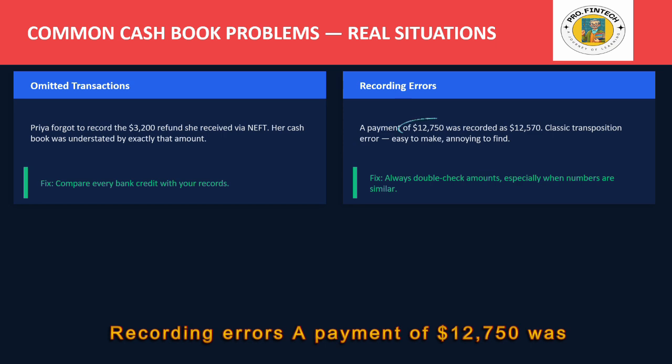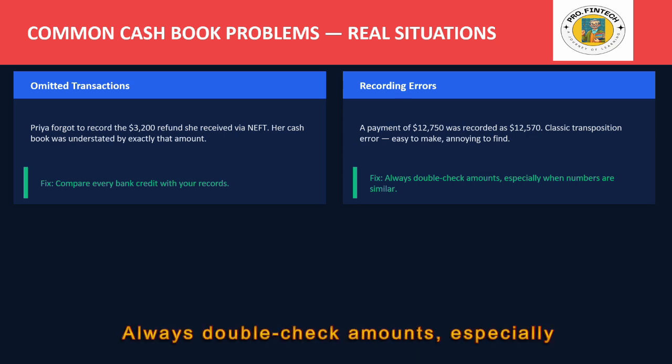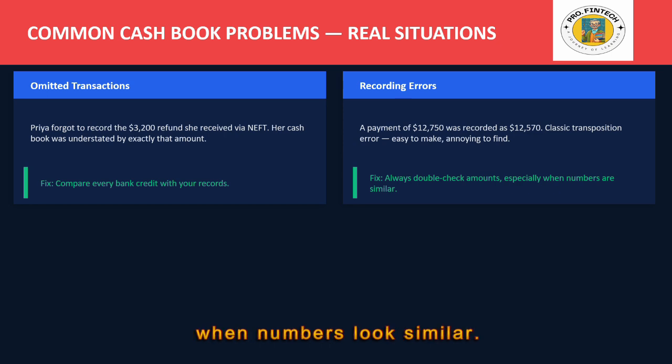Problem 2. Recording errors. A payment of $12,750 was recorded as $12,570. Classic transposition. Just 2 digits swapped. Easy to make, annoying to find. Always double check amounts, especially when numbers look similar.